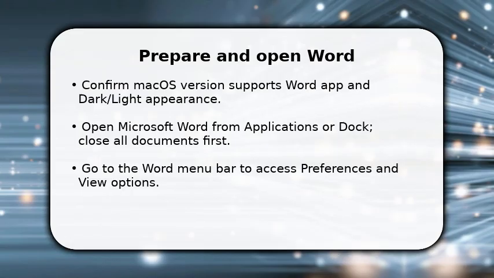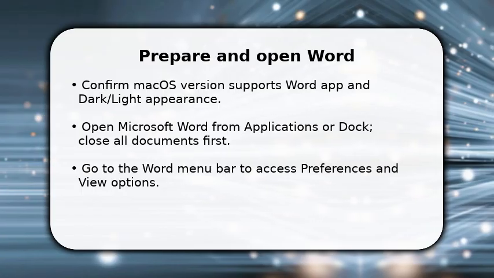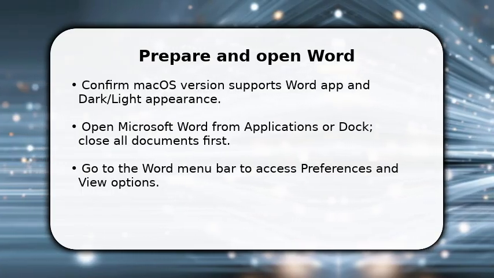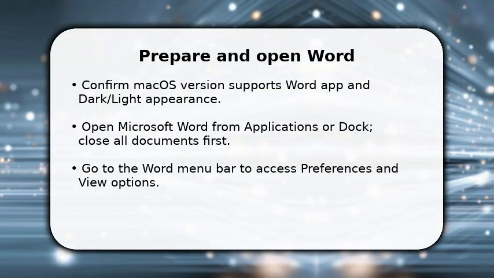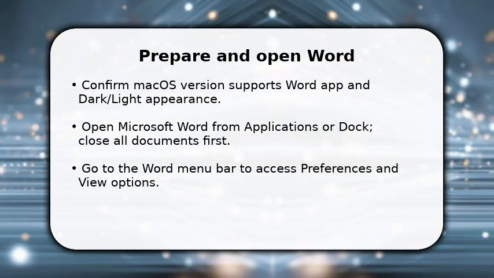Once Word is active, focus on the top menu bar. You will use Word preferences and the main view options to control appearance. Doing these first prevents conflicts with system-wide themes and keeps your document colors predictable as you switch modes.